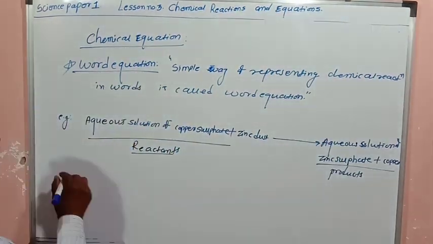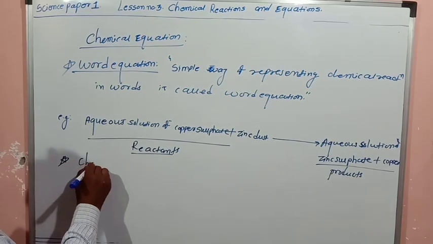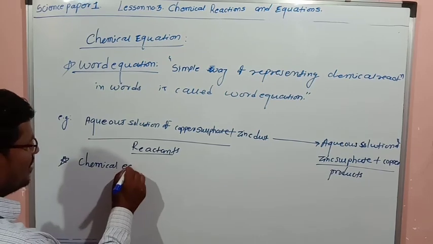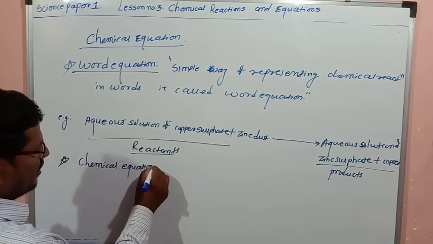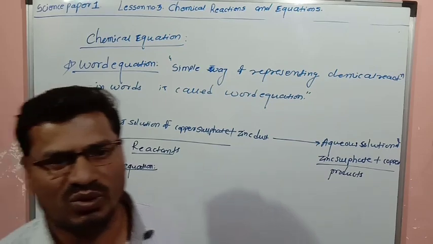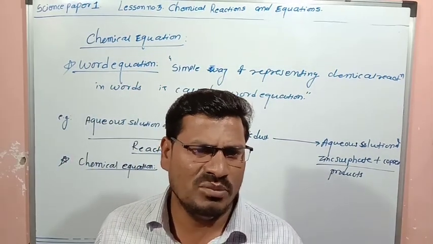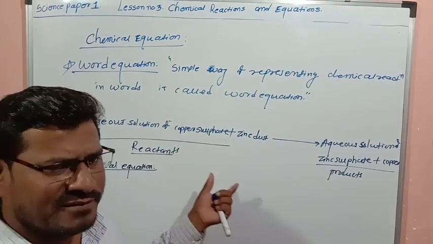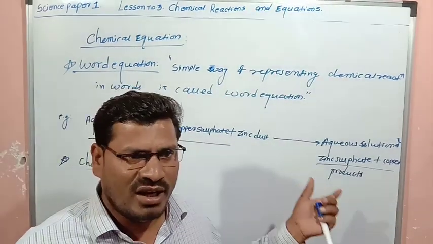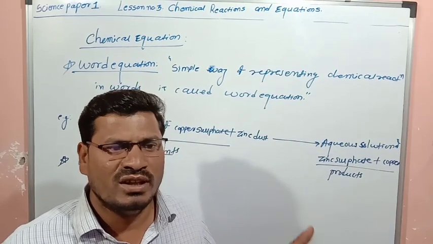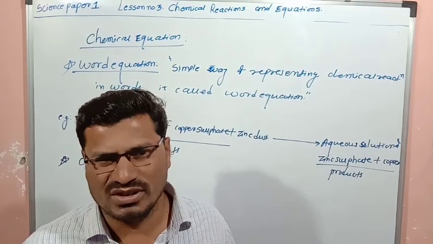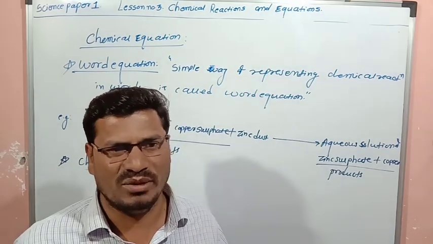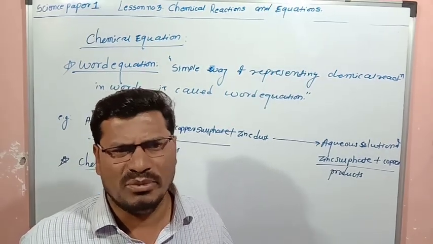The next term is the chemical equation. So what is meant by chemical equation, that one we are going to learn. This one is the word equation. If you are writing that chemical reaction by using chemical formulae and symbols, then in short form you are writing that particular chemical reaction. It is called a chemical equation.